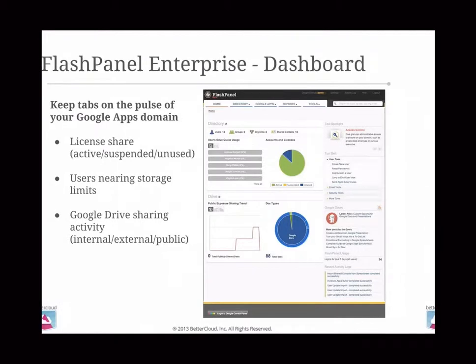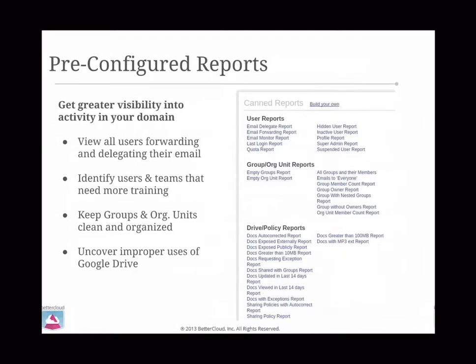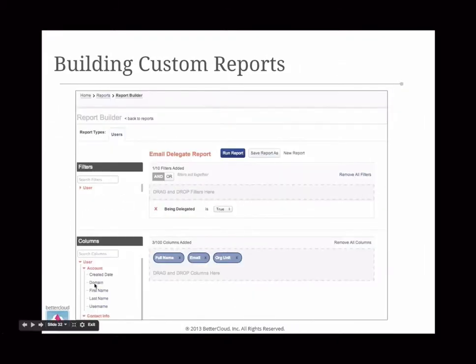You can also build your own reports after you've looked at your pre-configured reports. These are all suggested reports of things that you might want to know about what is happening on your domain. And of course, you can build custom reports. You would simply drag from the bottom left into here, and it's very easy to do so. It'll export to Google Spreadsheet, which is great.